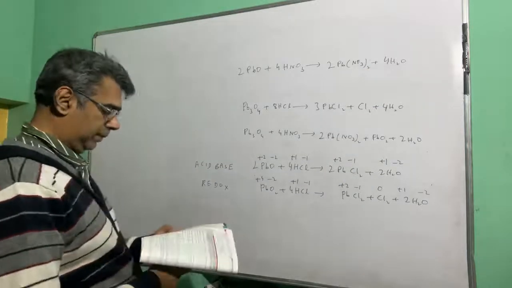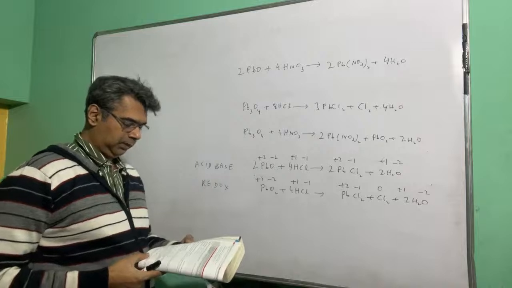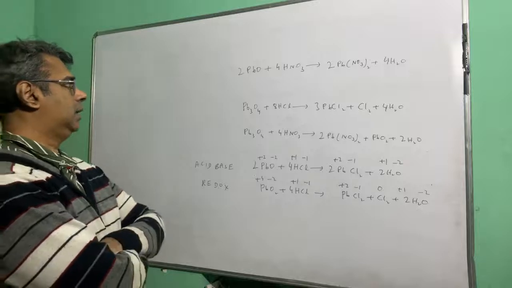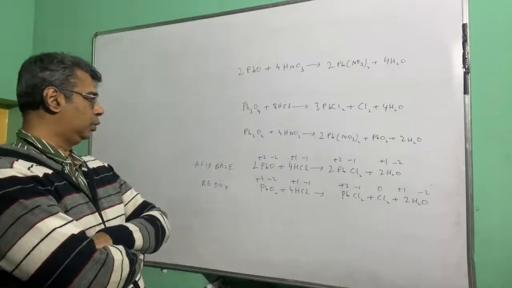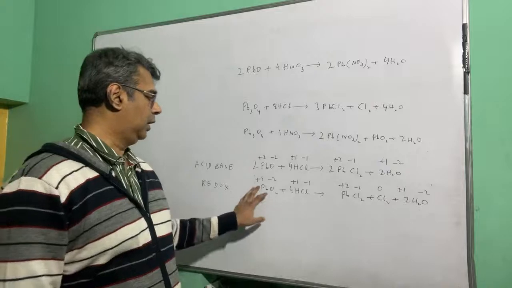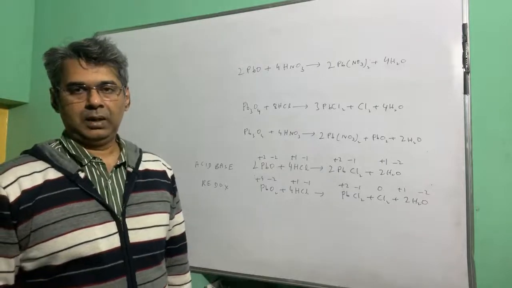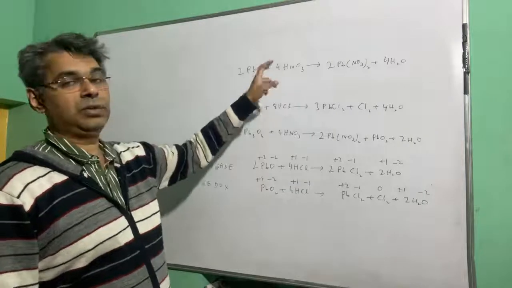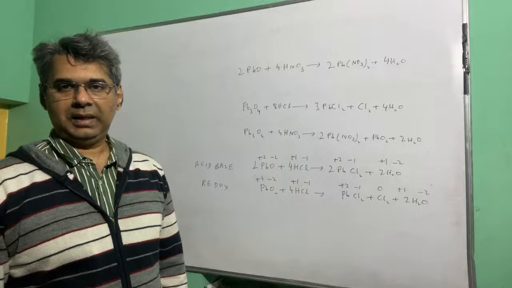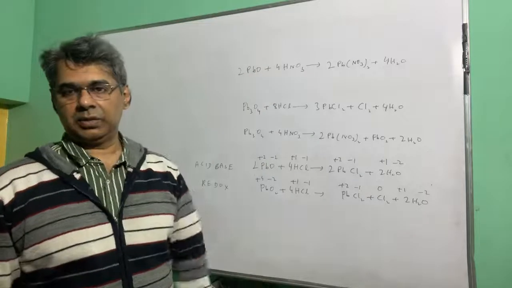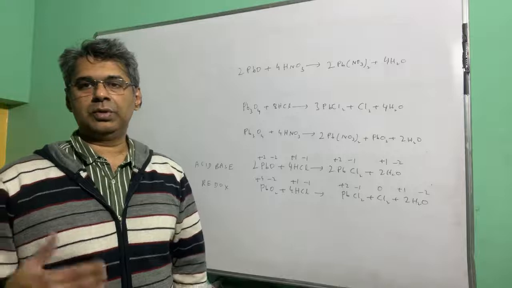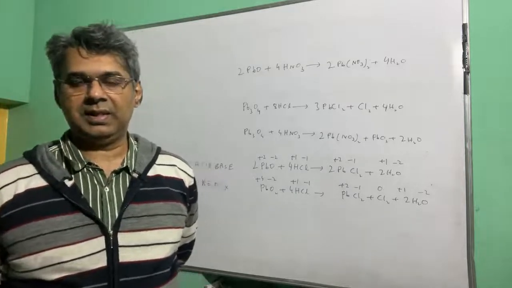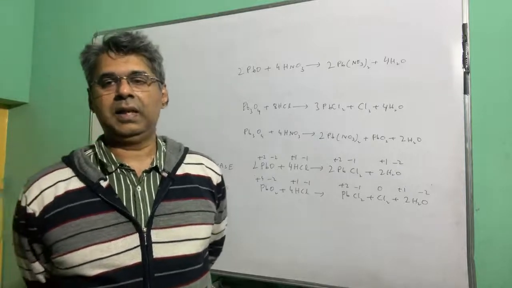Now let's understand what's happening. The problem is that PbO2 oxidation number is plus 4. So PbO2 in this reaction is acting like an oxidizing agent. But HNO3 is a very powerful oxidizing agent, correct? So PbO2 cannot react with HNO3 because PbO2's aim will be to oxidize, and HNO3 is also oxidizing in nature. Both are oxidizing in nature, so they cannot have a redox.